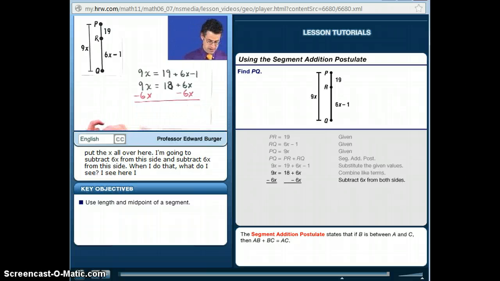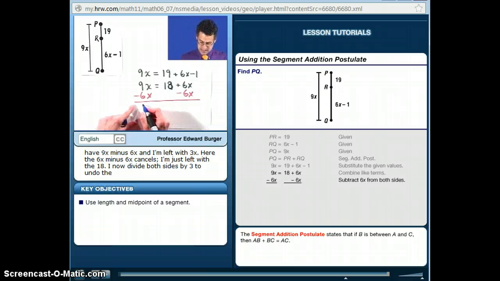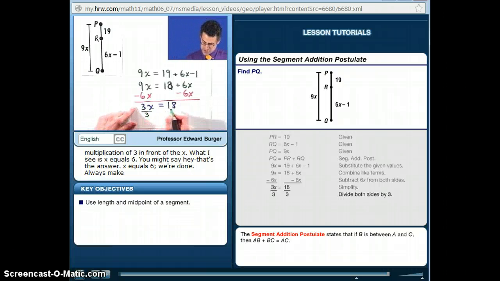And when I do that, what do I see? Well, what I see here is here I have 9 x's and I subtract 6 x's, so I'm left with 3 x's. And here the 6x minus 6x cancels. I'm just left with the 18. If I now divide both sides by 3 to undo the multiplication of 3 in front of the x, what I see is x equals 6.